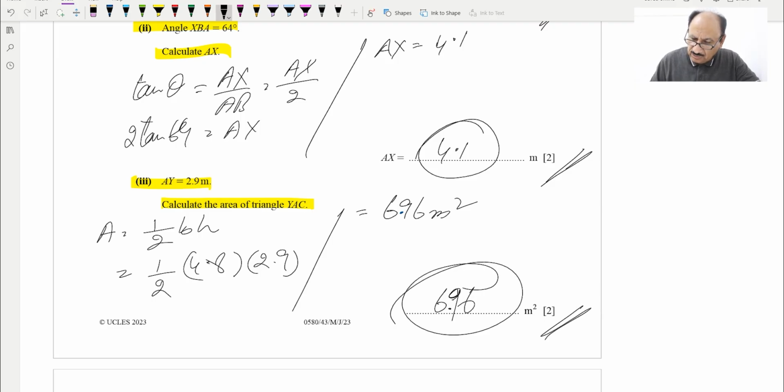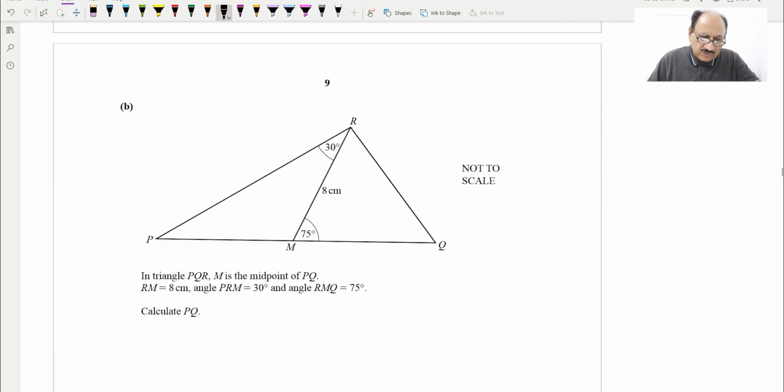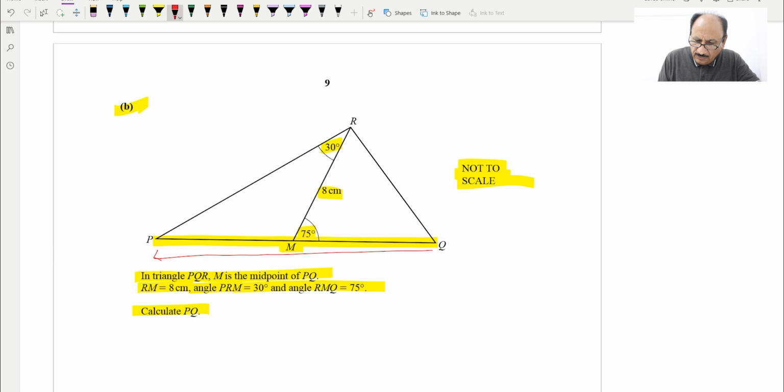This will be meters square, our answer. And next is B part. B part says in triangle PQR, which is not to scale, M is the midpoint of PQ. PQ is this total and M is the midpoint. RM is equal to 8 centimeters. Angle PRM is 30 degrees and the angle RMQ is 75 degrees. Calculate PQ. So P to Q will be this complete length which is required.